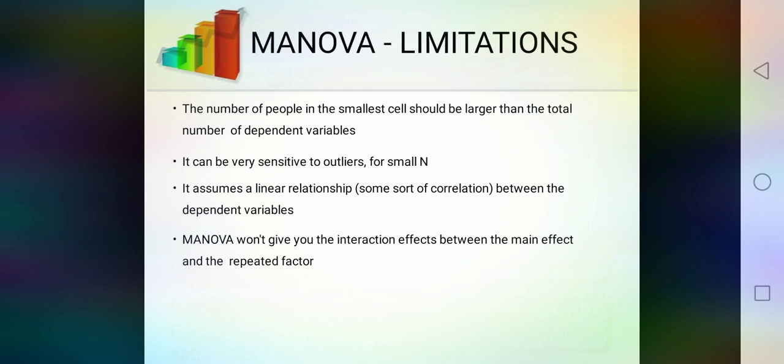MANOVA won't give you the interaction effects between the main effect and the repeated factor. In two-way ANOVA, we have seen the interaction effect, but in MANOVA, we did not see any interaction effect.